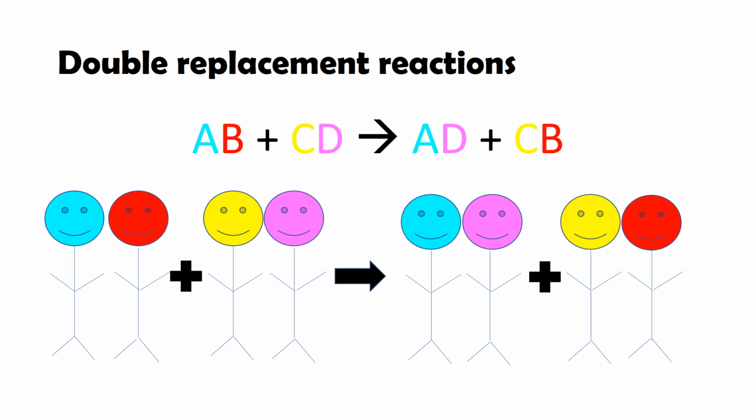We can reuse the dancing analogy here. To make it work for double replacement reactions, though, we need to picture 2 couples dancing and then have them trade partners.